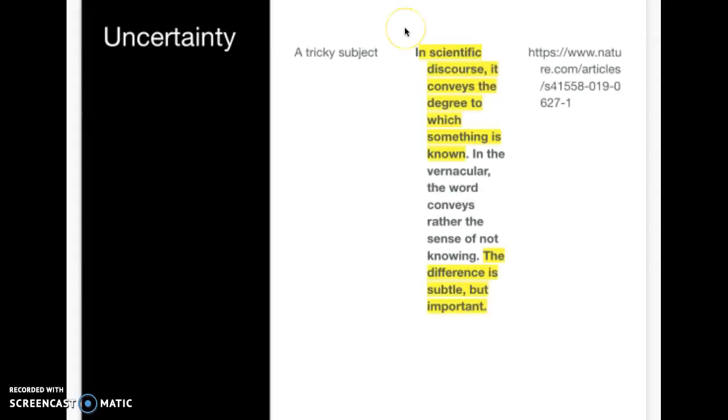In scientific discourse, uncertainty conveys the degree to which something is known. So when we talk about the uncertainty in a measurement, what we're saying is how sure we are that this is the true value. But the very reason that we are discussing a quantity should mean that we have a strong indication that we're in the right direction. Uncertainty is a very scientific concept, and it's numerical and quantifiable, and it usually relates to a number or a percentage.